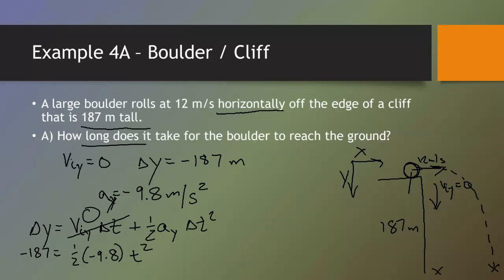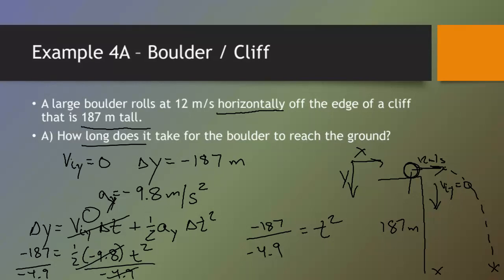If we then take negative 187 divided by negative 4.9, which is 1/2 times 9.8, that's going to be equal to t squared. So we're just going to divide by negative 4.9 on both sides. That'll cancel those out.